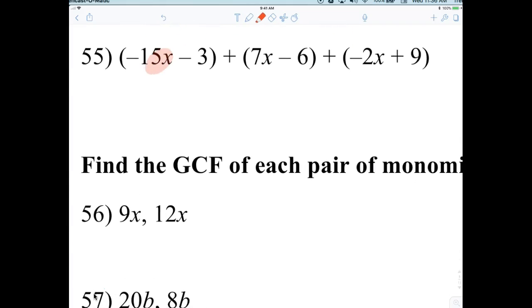Again, combining negative 15 plus 7 minus 2. What do we got for that? Go ahead, Caroline. Yep, negative 10x. Now we'll combine the constants. Negative 3, negative 6, positive 9. So that is 0. Yep. So negative 10x is the answer. Yep, it's okay if you put plus 0.